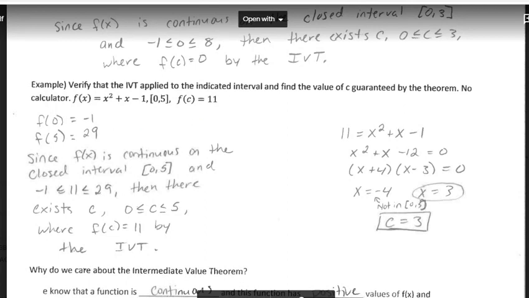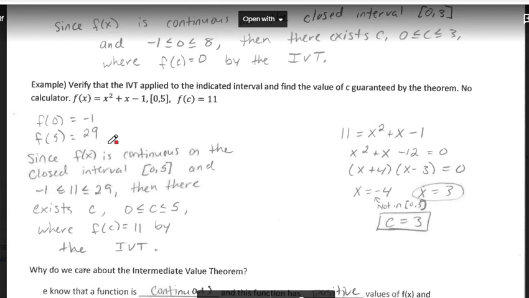So in order to do that, we need to show that, well, our K value is 11 here, so we need to show that f of A and f of B, actually scratch that. Let me reword that. So first we need to find f of A and f of B. So A is 0, B is 5. So plug those into our function and we get -1 and 29.